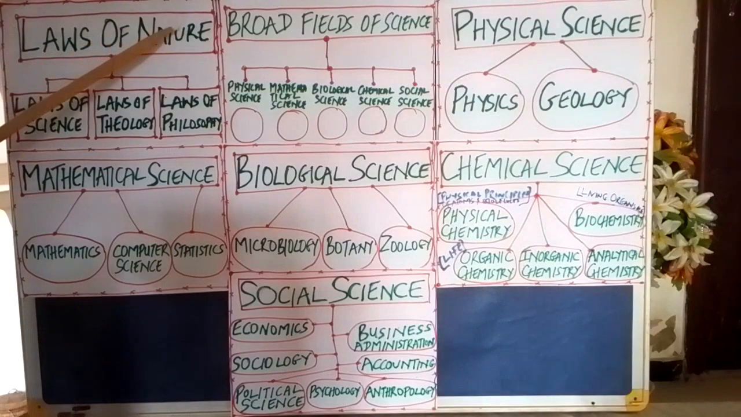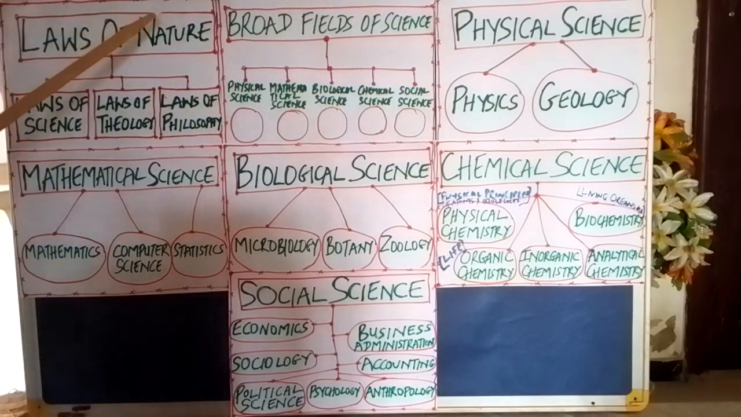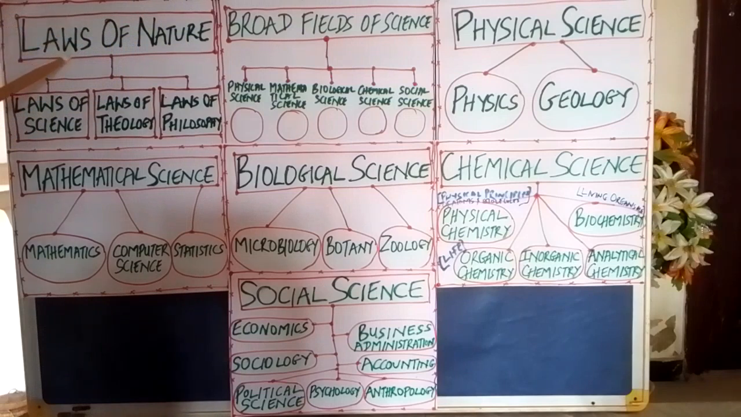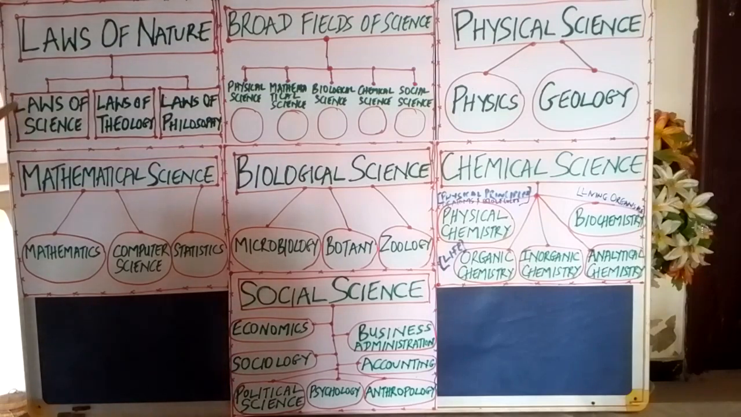Laws of nature. So, with respect to the focus of this channel, we can break the laws of nature into 3, namely, laws of science, laws of theology, and laws of philosophy. Because we recall that this channel is focused on the interrelationship among science, theology, and philosophy. If you are new viewers of this channel, we want to encourage you to watch the preceding episodes, and you'll be able to see all the various concepts that we have considered with respect to the interrelationship among science, theology, and philosophy.